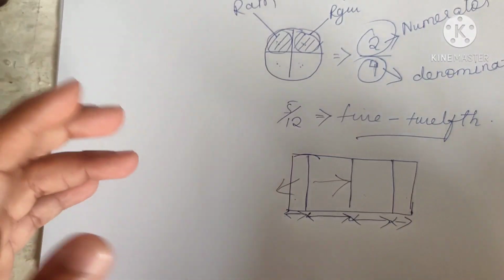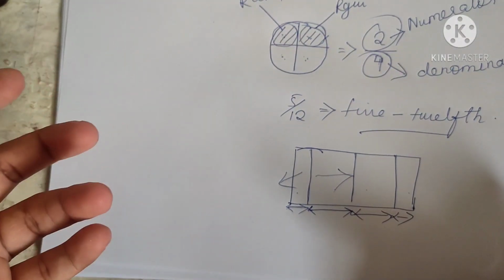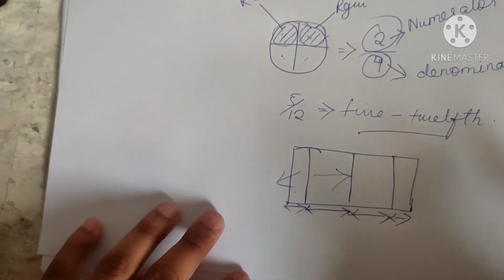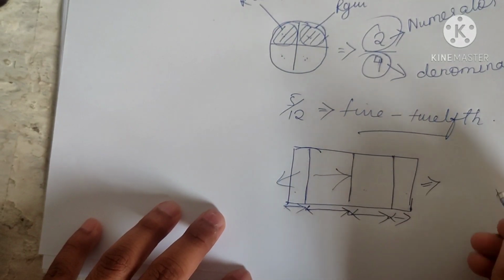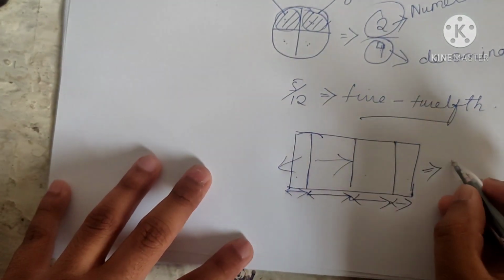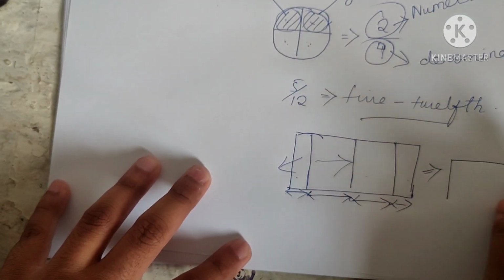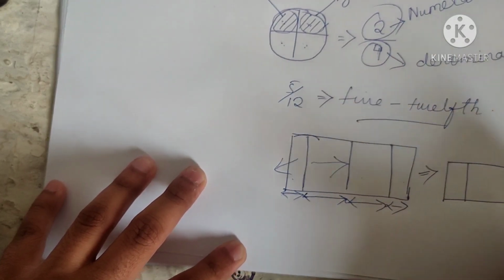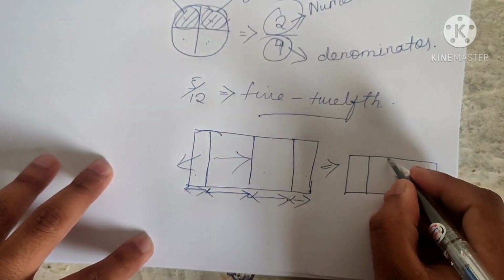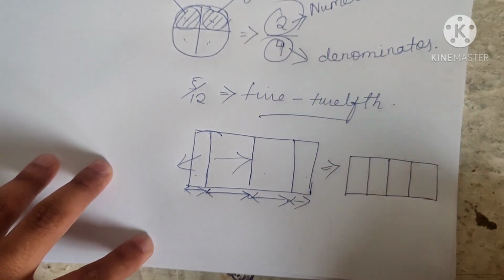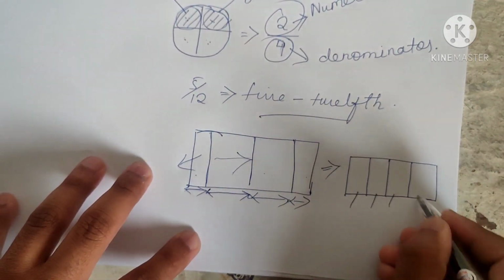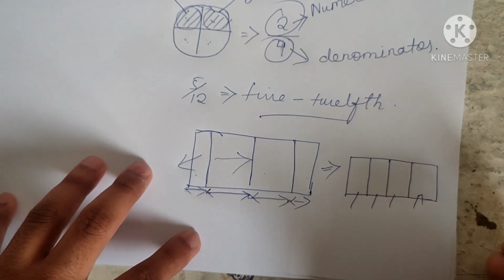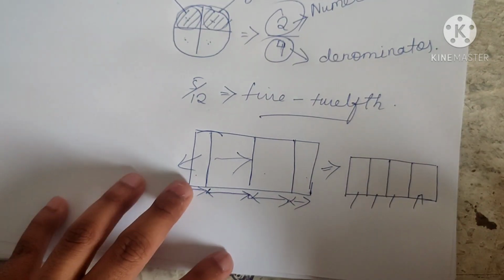In this type of thing, we cannot make a fraction, because whenever we want to make a fraction, it should be of equal shape and size, because we want to divide them equally. Now if we divide it in equal pieces, suppose they are all equal, now you can make it in fraction terms.